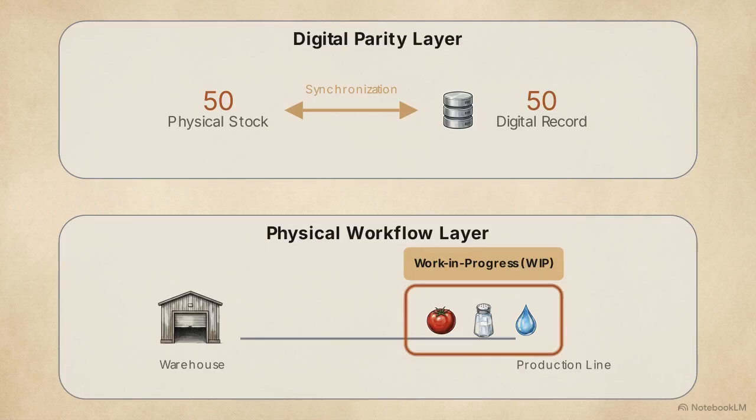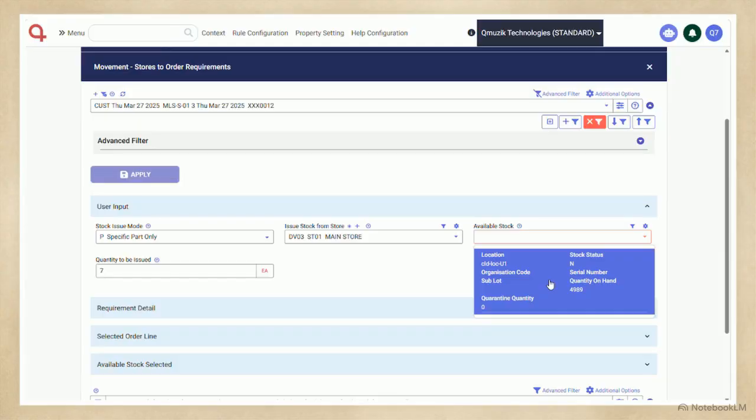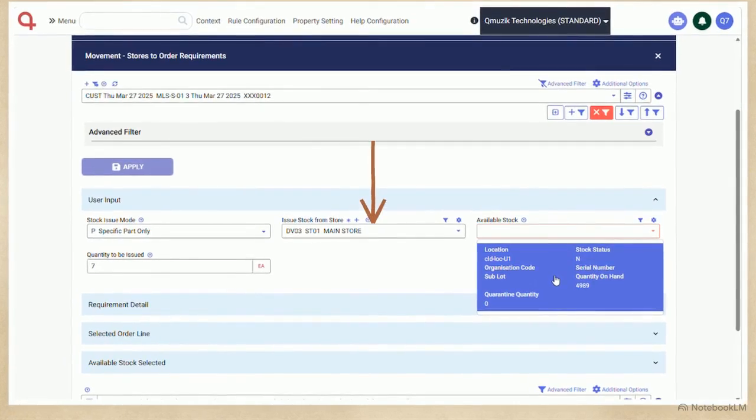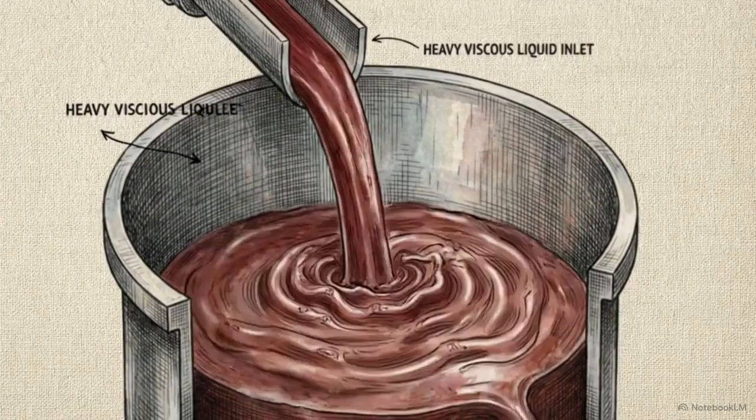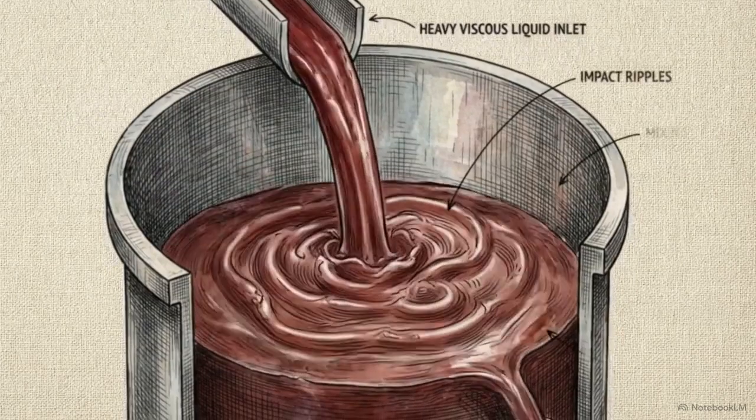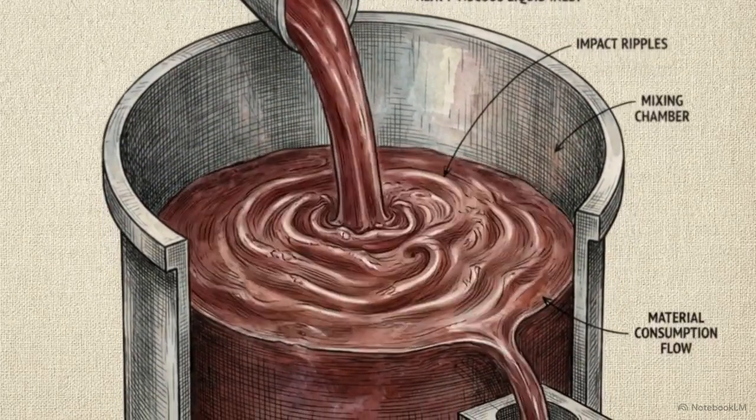This is executed via a stores-to-order requirements transaction. The user specifies the exact source location in the warehouse and the precise quantity to deduct from inventory and assign to the batch. This systemic deduction mirrors the physical reality on the floor. The raw ingredients are now being actively consumed by the mixing vats.